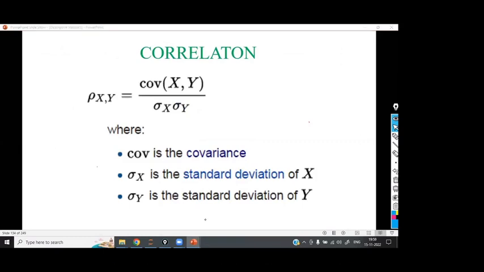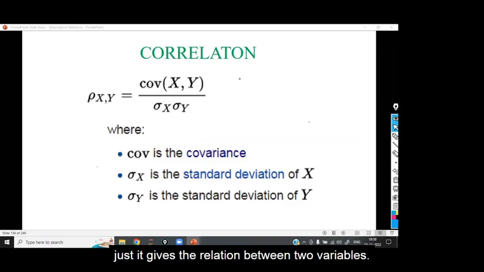Correlation gives the relation between two variables in terms of value.